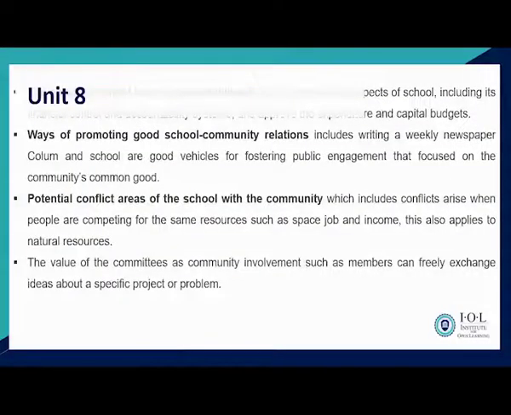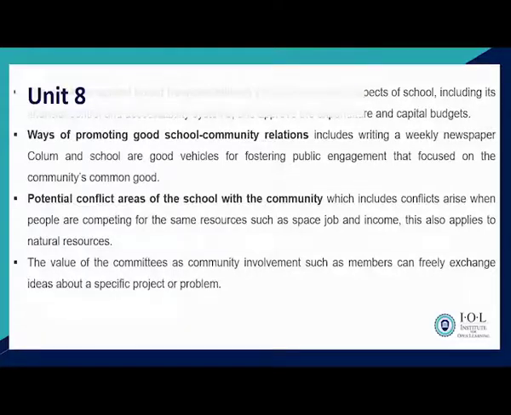Unit 8. We are starting with this slide. Sorry for this being invisible. I cannot even read it myself. What is this? Learner of school board. Oh, I think this is the responsibility of the school board. Yes, responsibility of the school board.